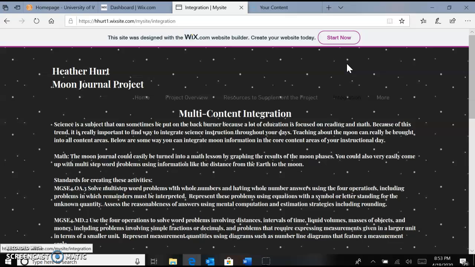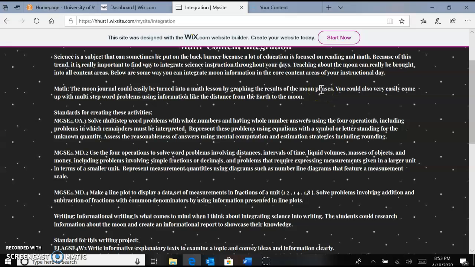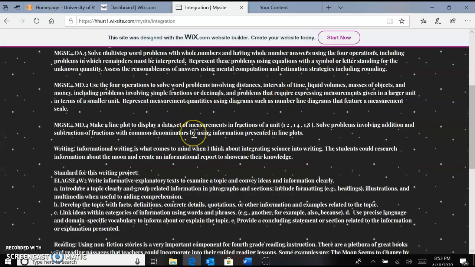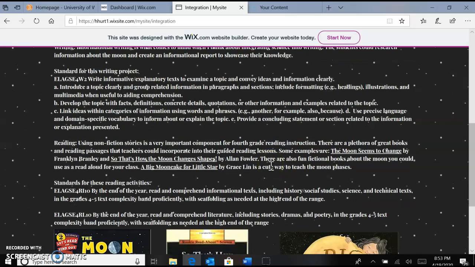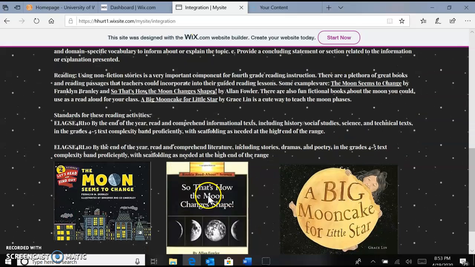Because, like I mentioned before, social studies and science can sometimes be those topics that are a little quote unquote forgotten about. There are some great ways that you can integrate space into other content areas. So you could use it in math by taking their moon journal and graphing the results or coming up with word problems. You can do an informational writing piece where they could research information about the moon and create a report. In reading, using nonfiction stories is always really important, especially in fourth grade. And there are so many great books out there about the moon that are nonfiction that you could put in your classroom. I found 2 examples for you.